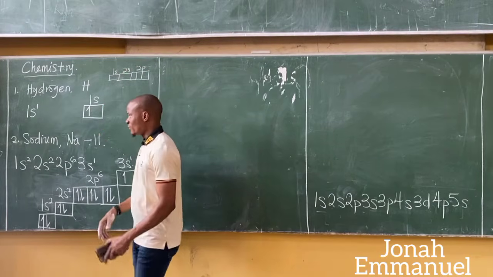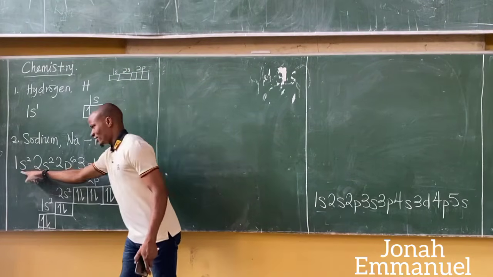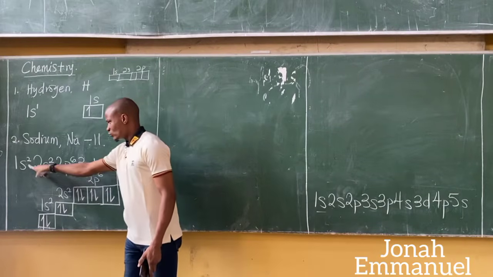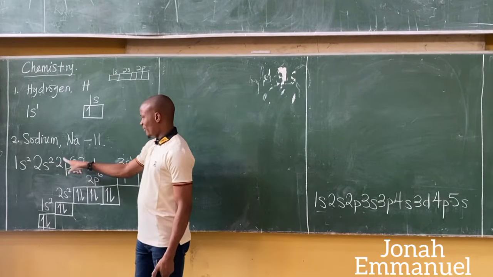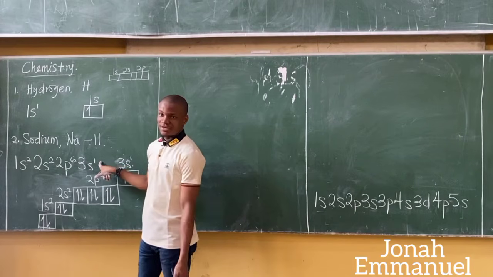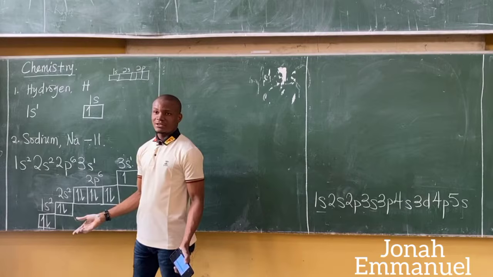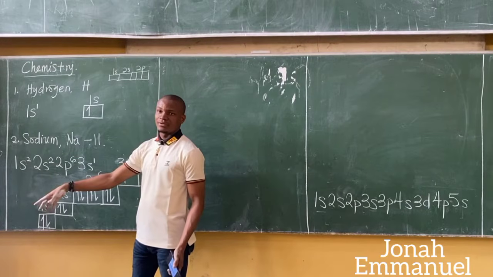For instance, say which element has this one here. I don't have to stress myself. Just count the parts here. 2 plus 2, 4, plus 6, 10, plus 1, 11. Which element is number 11? Sodium. That's all. So that one is easier to do.